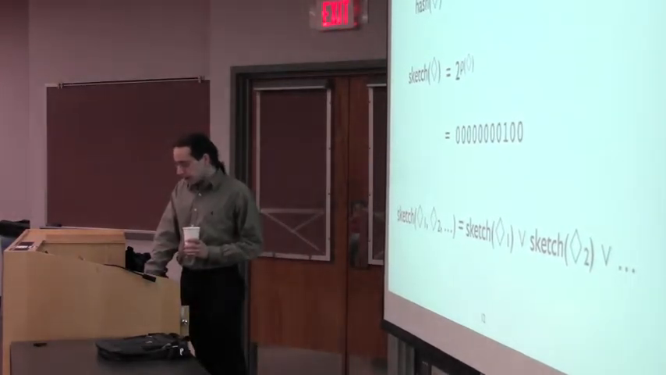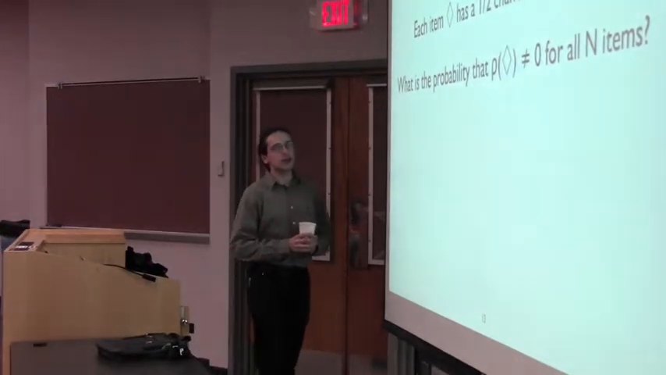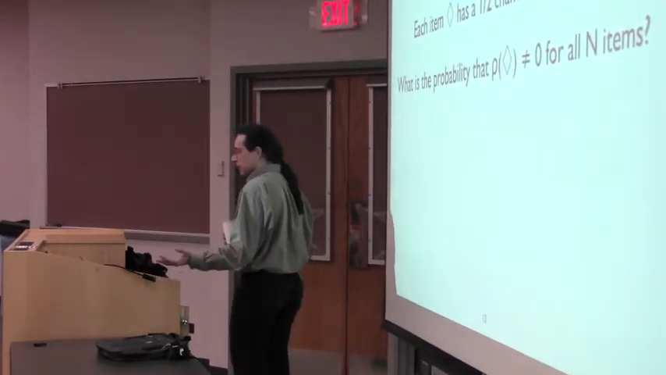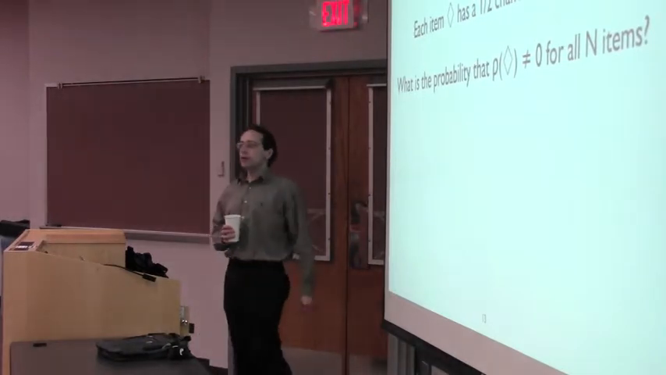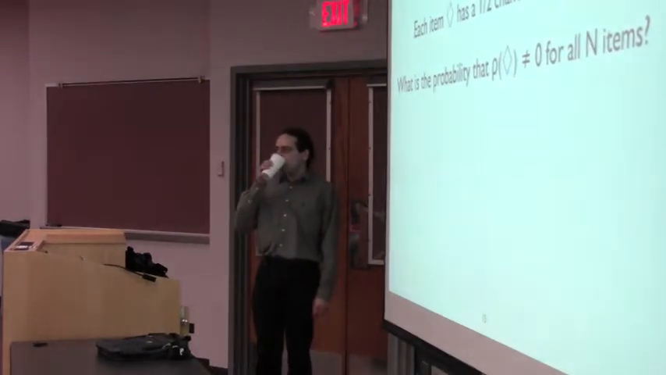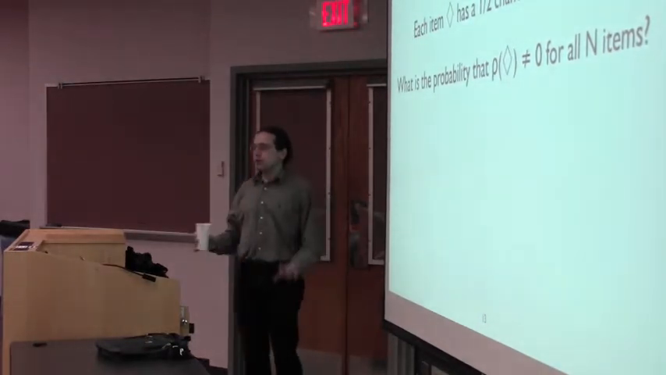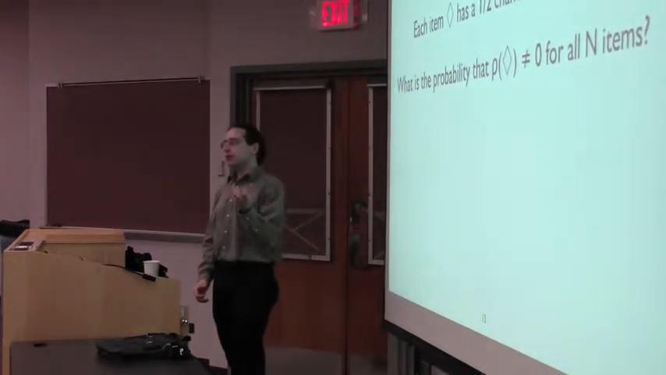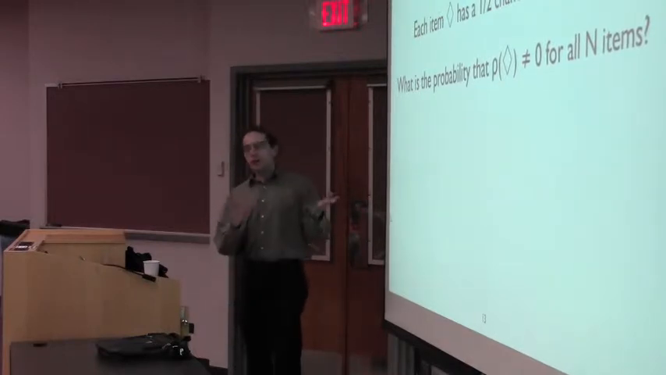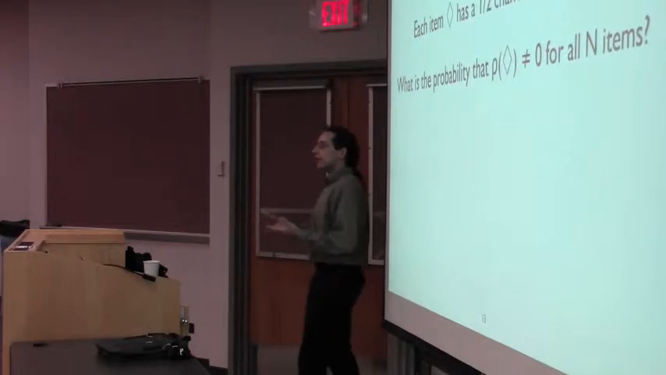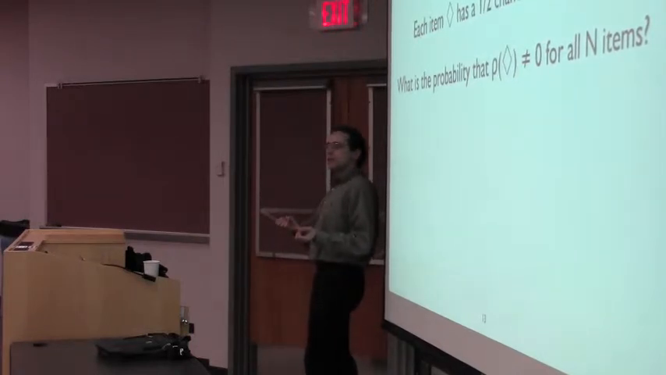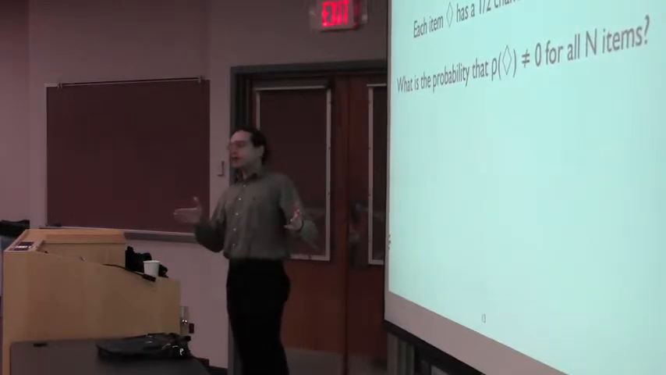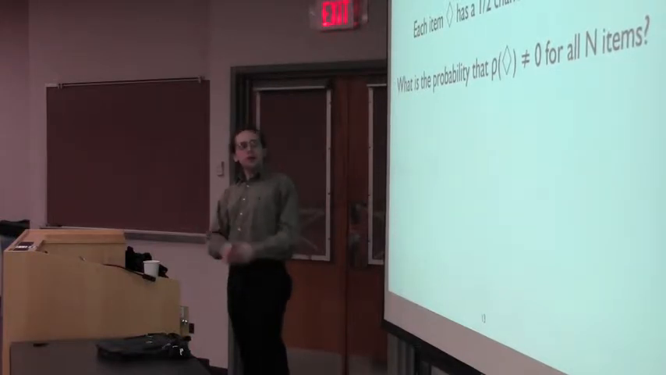As we said, every object has a 1 in 2 chance of having a value of 0. So given n items, what's the probability that none of them will have a rho of 0? If there's one object, what's the probability that it won't have a rho of 0? One in two. What about two objects? Neither of them will have a rho of 0: 1 by 4. And what about three objects? 1/8. Yep.